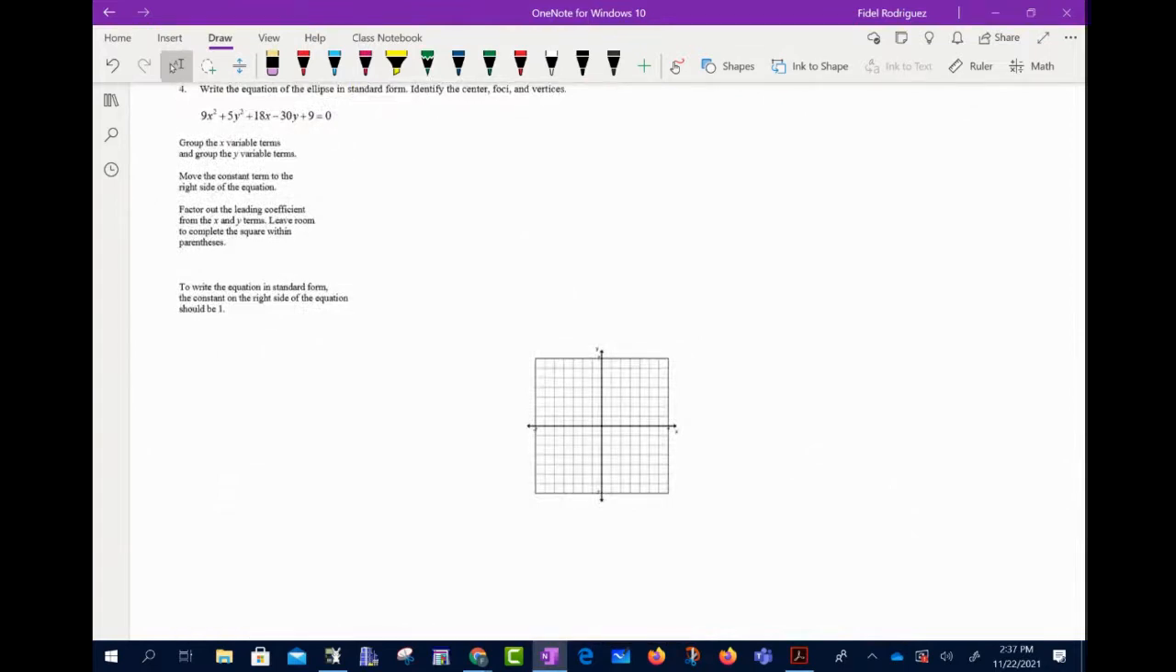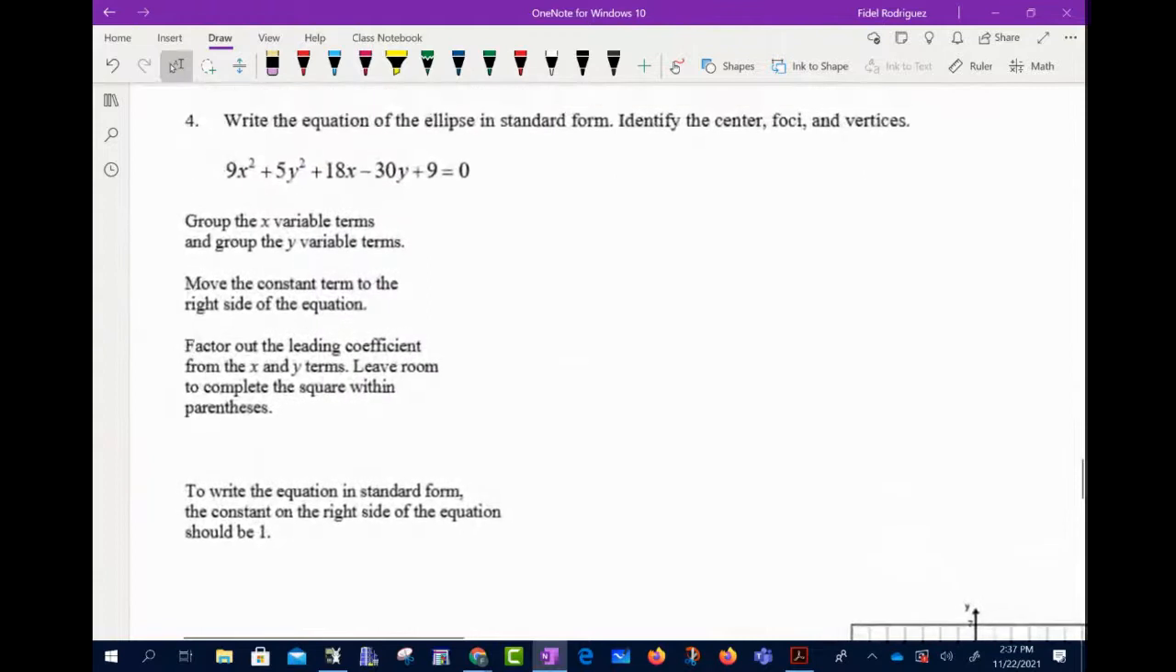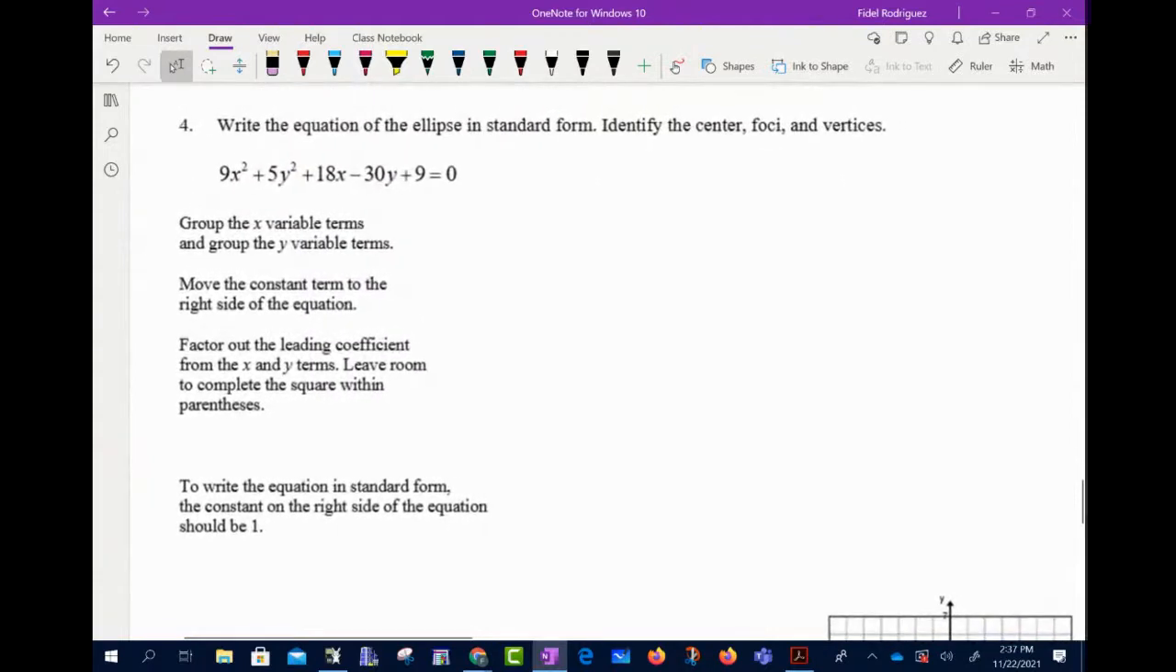Let's see. It says, write the equation of the ellipse in standard form, identify the center, the foci, and the vertices. Okay, so when I look at this equation here, y'all, everything is just kind of jumbled together. So this is what we're going to do. We're going to rewrite the problem, and we're going to group pieces. I'm going to put all the x terms together, and I'm going to put all the y terms together. So I'm going to do it like this.